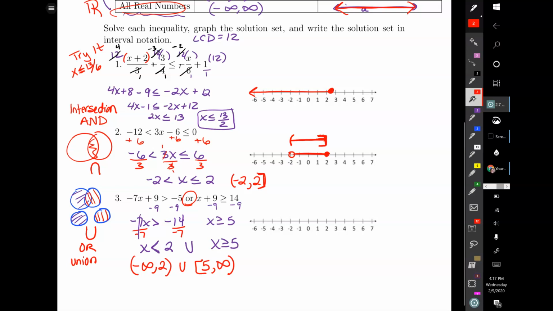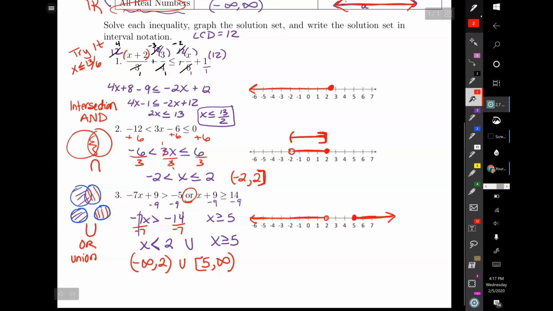And I can write this, I'm just going to jot this down on my little number line off to the right, and I will have an open circle at 2 and a line all the way to the left with an arrow indicating it goes to negative infinity. And then the other one is a solid circle at 5 with a line and arrow off to the right indicating it goes to positive infinity. So that's a union. Sometimes they overlap, sometimes they don't. But you can see on this one how they are kind of separated.